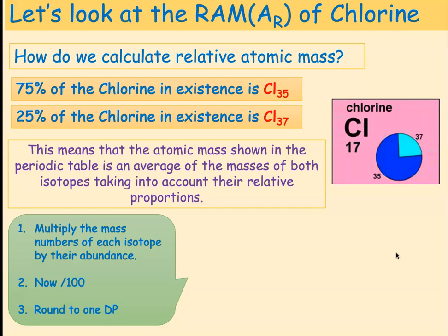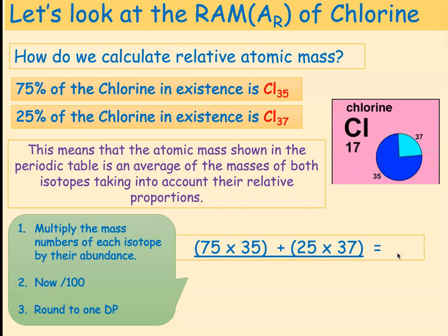So here's how we're going to calculate it. We're going to follow these steps every time we calculate a relative atomic mass. We multiply the mass numbers by their abundance. So 35 times 75, put that in brackets to keep it nice and tidy, plus 25 times 37, again in brackets. We need to divide it by 100 because those numbers are percent. So that's like 75 out of 100.